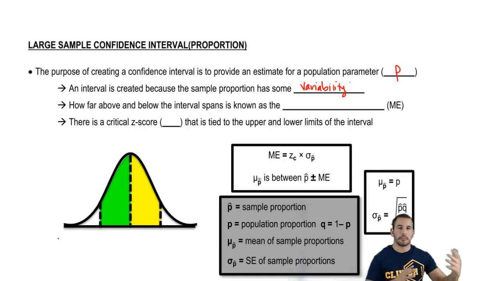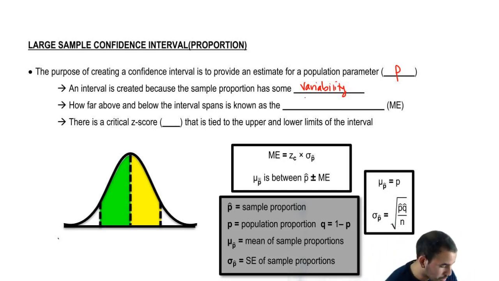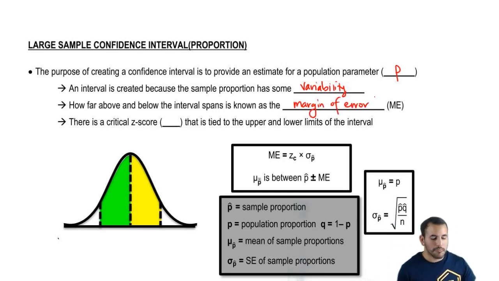And so again, some may be higher, some may be lower. That's why we have this interval, because we're not fully sure if the sample proportion is the population one. So we come up with this margin of error, which is the next one, how far above and below the interval spans. And this should all be kind of review. We've already seen these statements before.